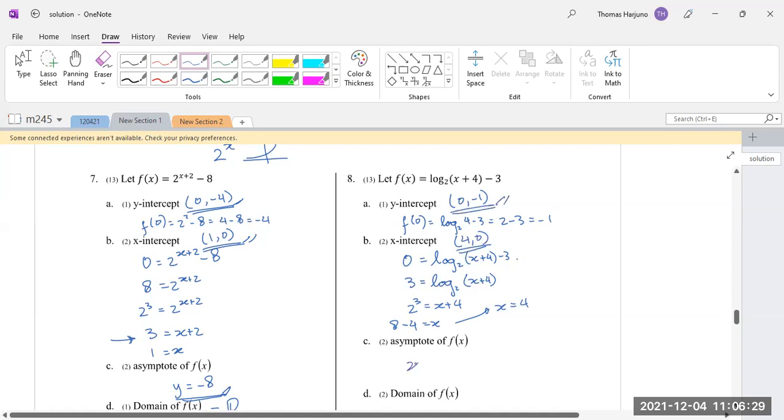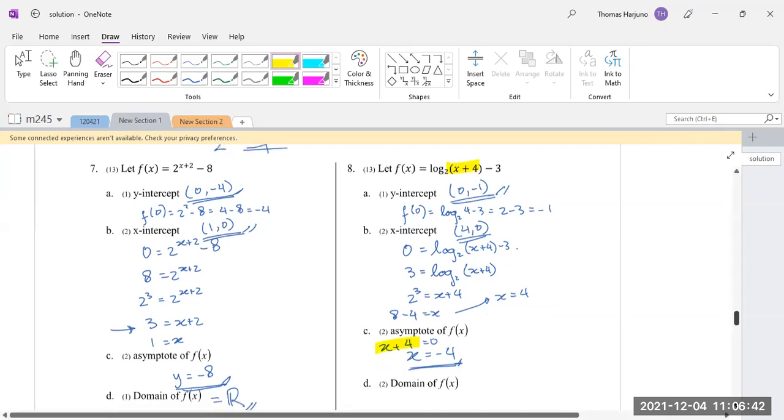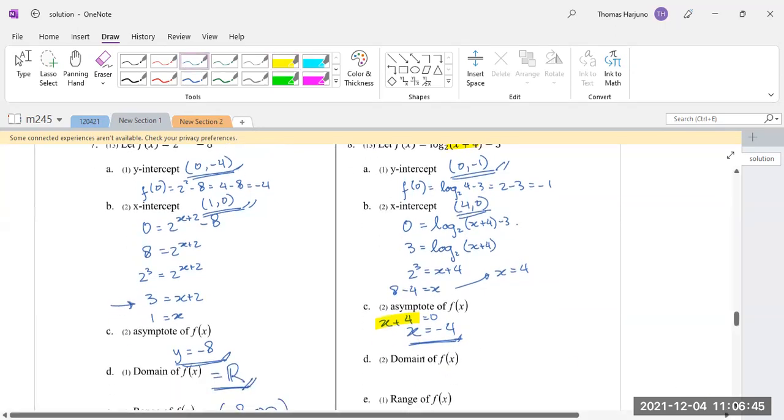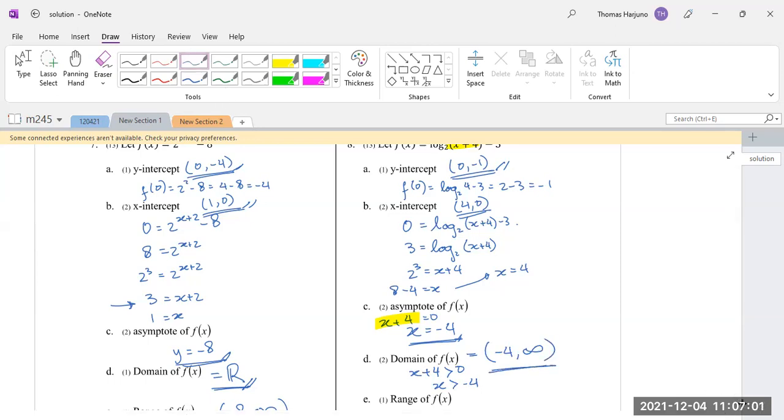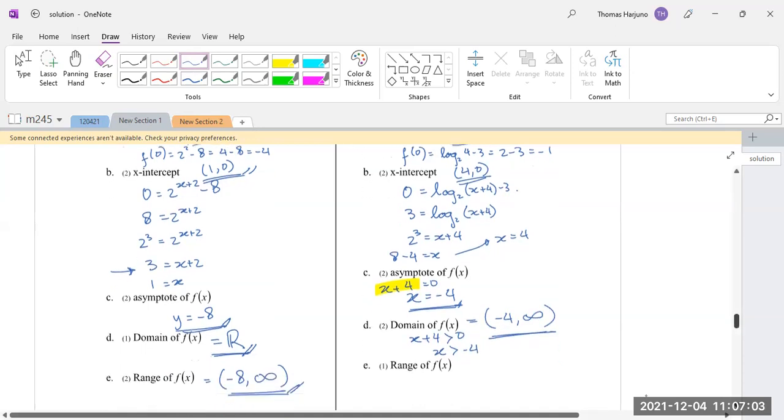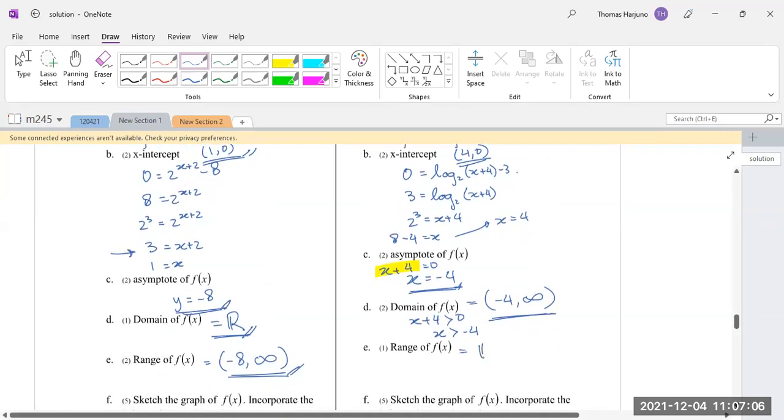The asymptote is x equals -4, from x plus 4 equals 0. The argument has to be 0 to give you the vertical asymptote. The domain is when the argument is strictly positive, so x is greater than -4, from -4 to infinity. The range for a log function is all real numbers.